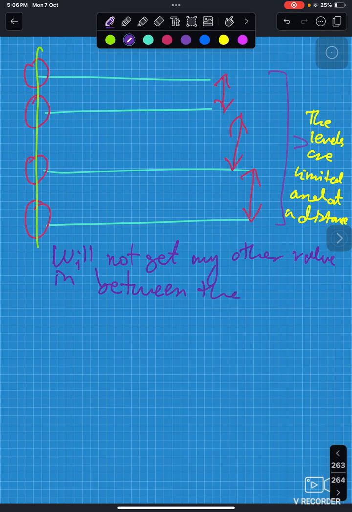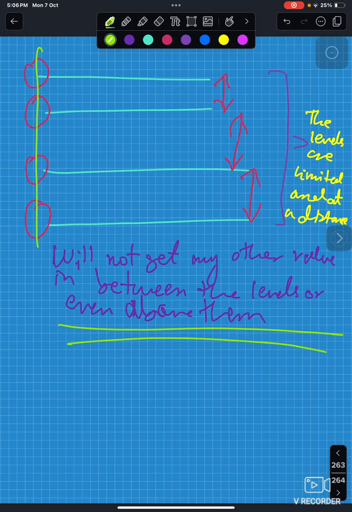the levels, or even above them. And the electron can either be in this, and this, and again this is the lowest point, lowest.